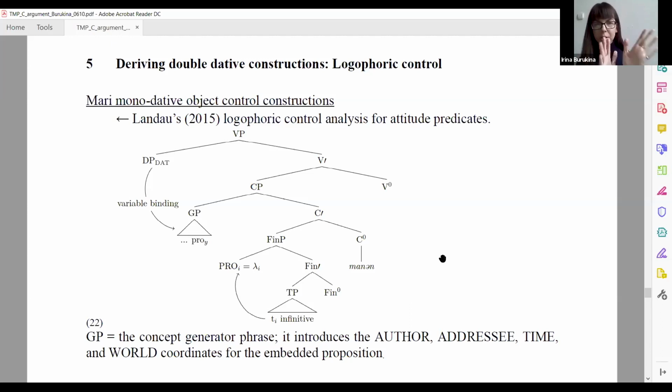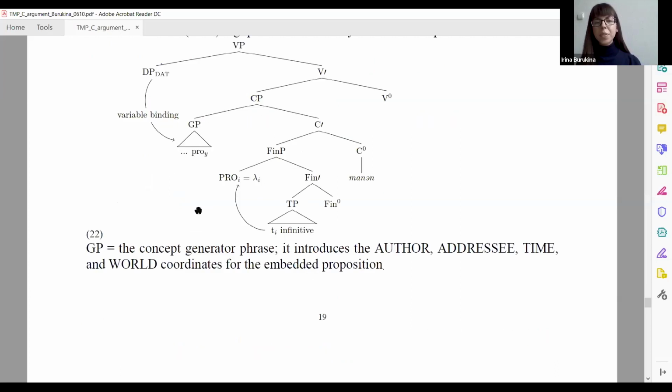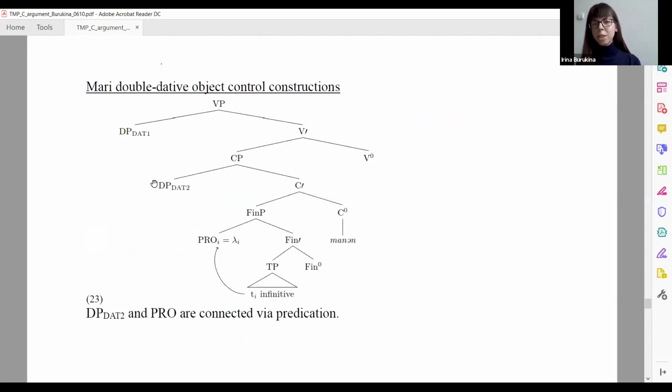This is not my original proposal. What I suggest is that we can take this structure and slightly adapt it to account for our double dative constructions as well. The only difference is that here, instead of this discourse coordinate in spec CP, we have the real second dative DP introduced. Right, so manen has this power to project an argument. And this argument essentially replaces the addressee coordinate that we normally would expect to see in logophoric control.